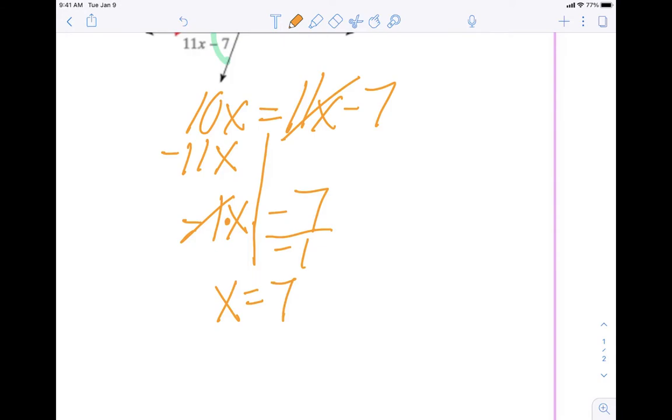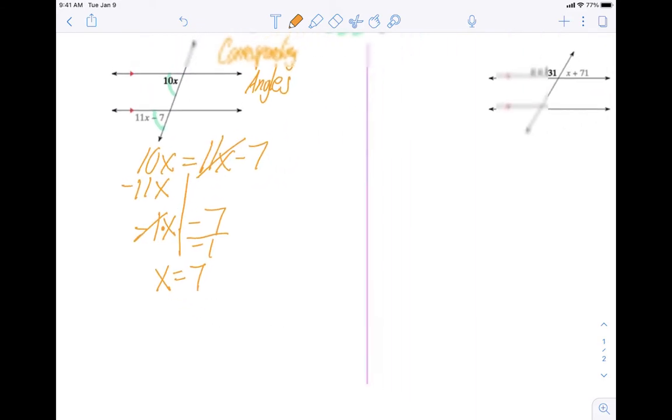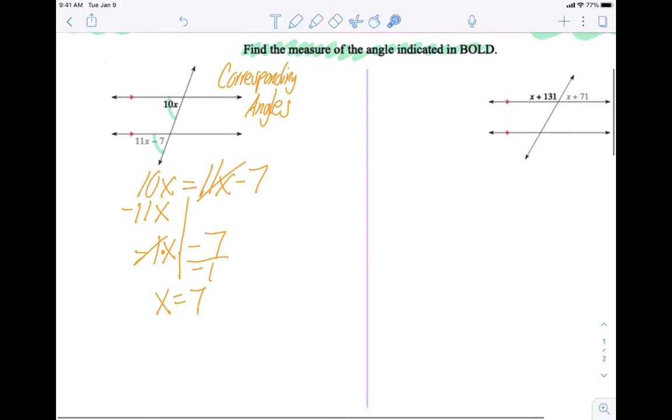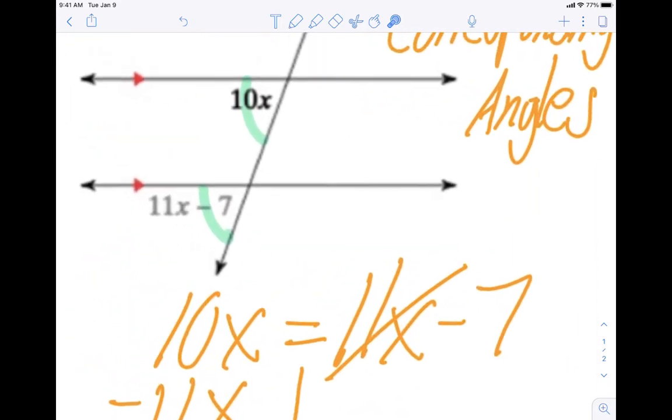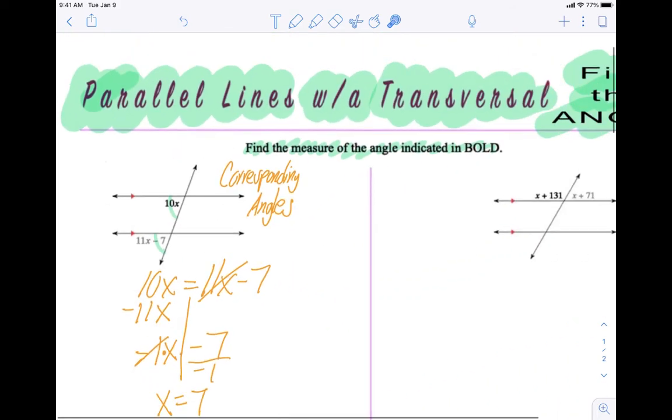Now, wait a minute. Okay? Wait a minute. The instructions say find the angle indicated in bold. Bold. So, which one of these two is bold? Which one of these two is darker? That one right there, right? 10x. So we want to know what happens if I plug in the x into 10x.